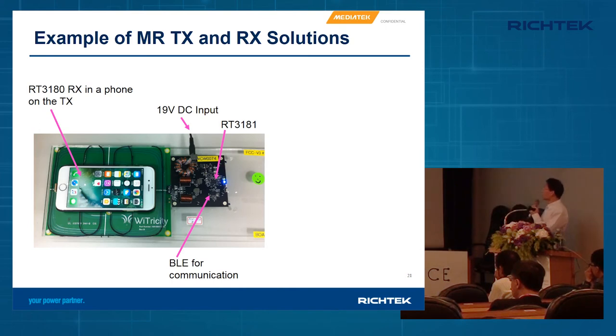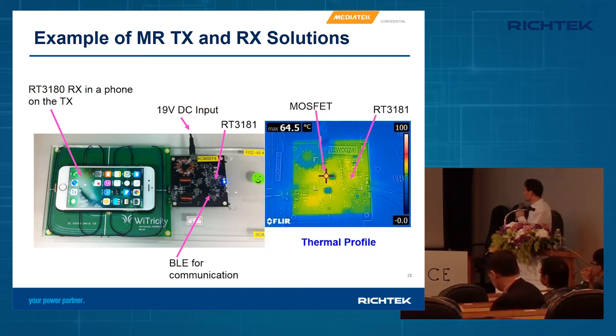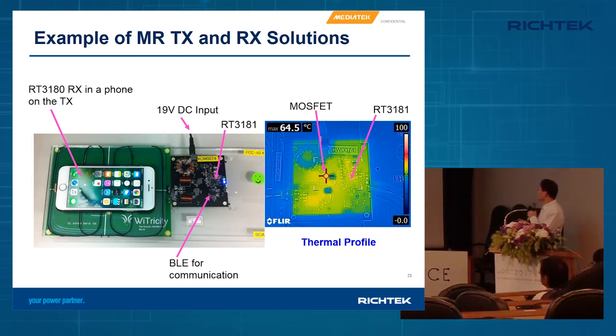Here is another example for the transmitter and the receiver. The transmitter drives a phone with the RT3180 receiver inside. Here is the thermal performance. The temperature of the RT3180 is lower than 50 degrees.